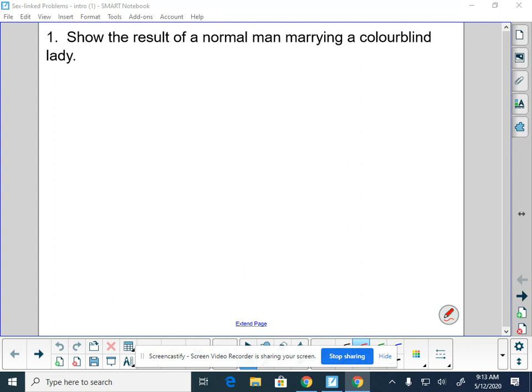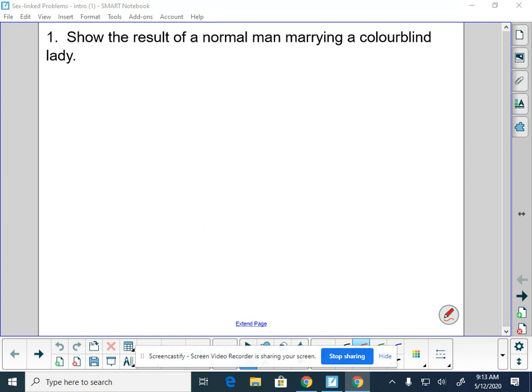So, here's question number one. Show the result of a normal man marrying a colorblind lady. One thing you do have to remember is that colorblindness and hemophilia, for that matter, are both recessive X-linked diseases, which means it's a gene that's carried on the X chromosome and it's a recessive gene. So you have to have the recessive gene, at least one copy if you're a male, to have the disease.